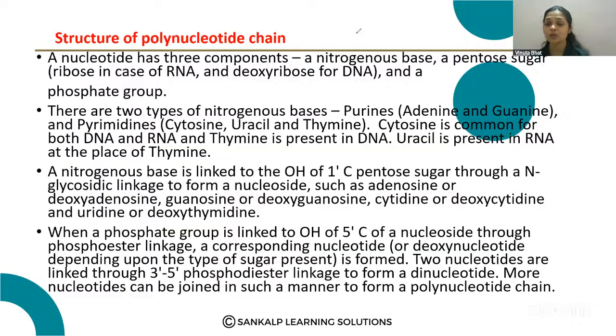So how it becomes nucleotide? So nucleotide means it contains the nitrogen base, pentose sugar, as well as phosphate group. So the phosphate group is linked to the OH group of the 5' carbon atom, 5th carbon atom of the nucleoside through the phosphodiester linkage. Corresponding nucleotide, so that is depending on the type of sugar present in it. Yes, let us see the diagram.